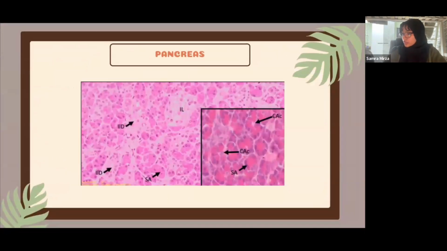And I inserted another picture here so you can see the difference. The exocrine portion is a lot more pigmented, a lot darker pink. Meanwhile, the endocrine portion is very light. Here we have our islets of Langerhans, which will secrete the insulin and everything we know about that.